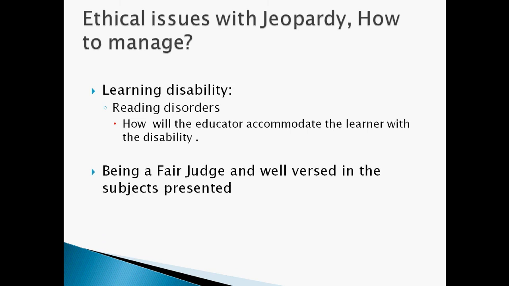Being a fair judge is also an ethical issue. Being fair is a very important part of playing Jeopardy. However, it is not an easy one. We can deal with that by being well versed in the subject that we are presenting, by using or choosing questions that have definitive answers rather than open-ended ones with multiple correct answers. Judging time fairly is also an ethical issue, and we must use timers to make sure that we are judging time and allotting time equally for both teams.